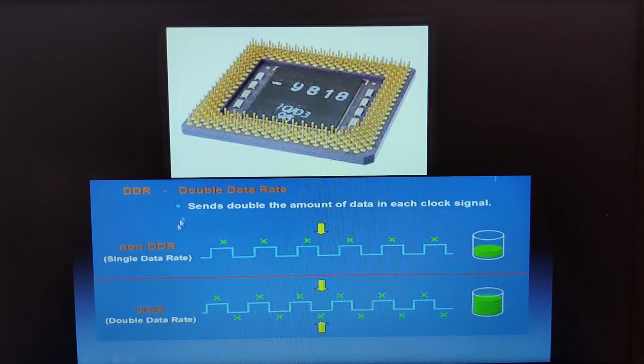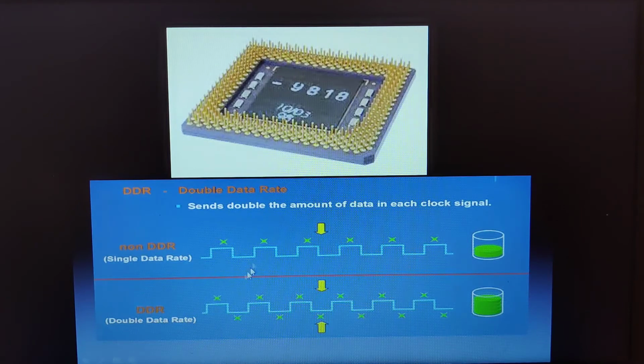Here you see non-DDR, that is synchronous dynamic random access memory. Synchronous dynamic random access memory transfers data between the memory unit and the CPU only at the rising edge of the clock signal. Look here: whenever the clock signal is high, data transfer takes place. Whenever the clock signal is low, no data transfer. Again, when the clock signal is high, data transfer takes place.